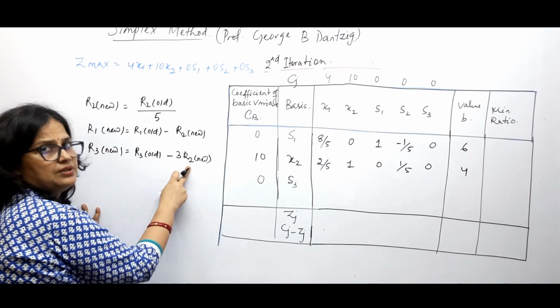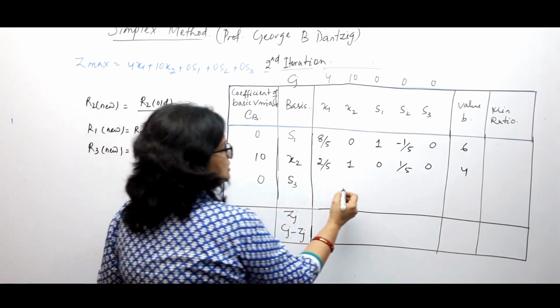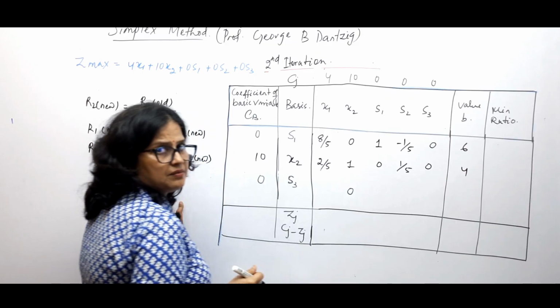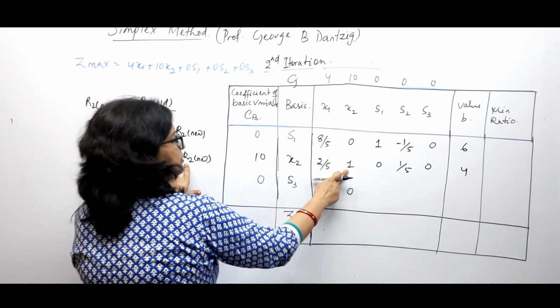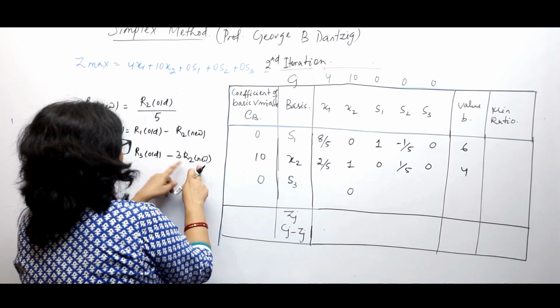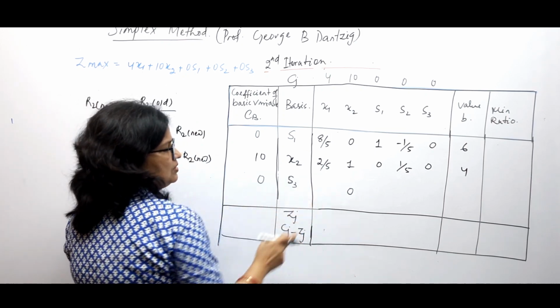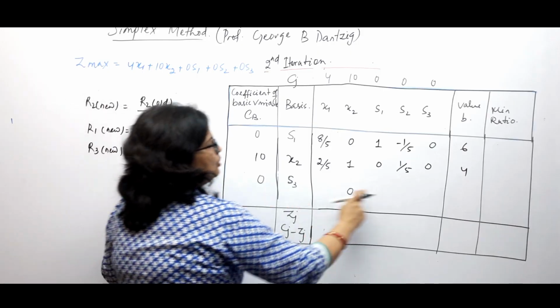3 minus 3, we can say it is 0. So see, this one is 0. Means we are having 3. 3 minus 3 into R2 new. R2 new is 1. 3 into 1, 3. 3 minus 3, 0. So let us apply this to the whole row.